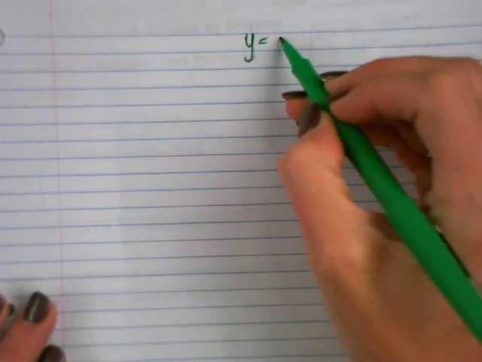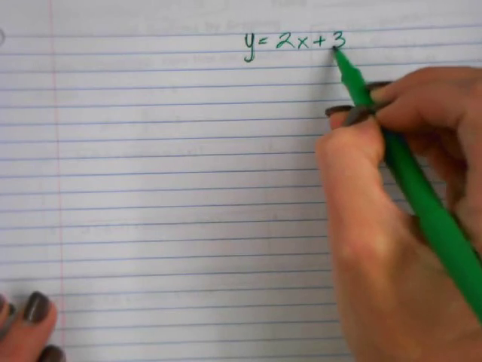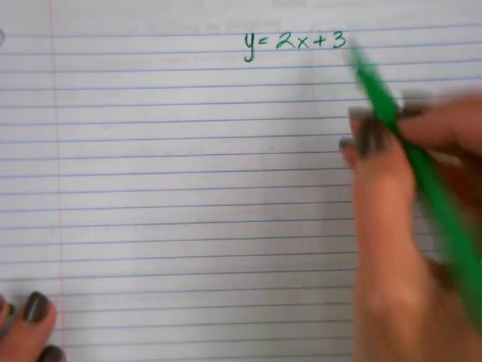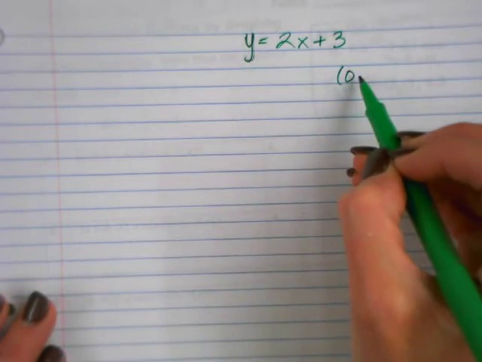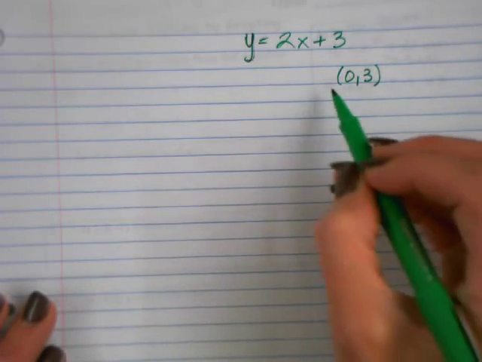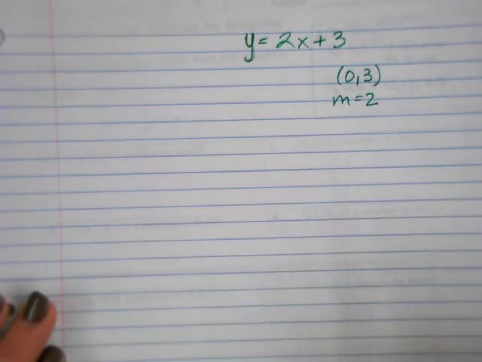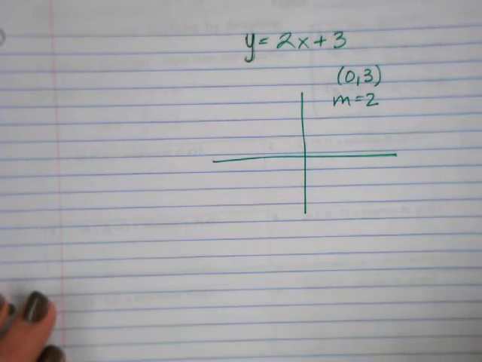We have been solving equations, taking the equations themselves and graphing them. So let's say I have an equation like y equals 2x plus 3. What we would do is take the y-intercept, which is (0, 3), and then our slope, and then we would graph it. And so we would have a line here.